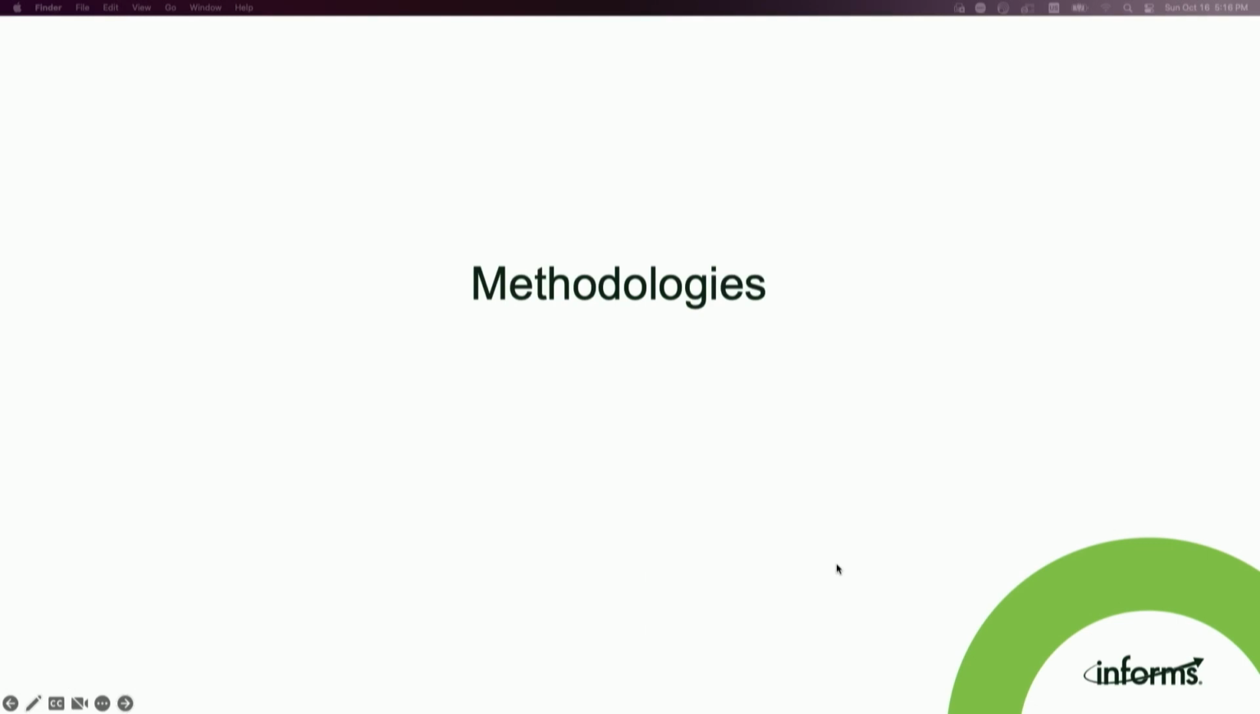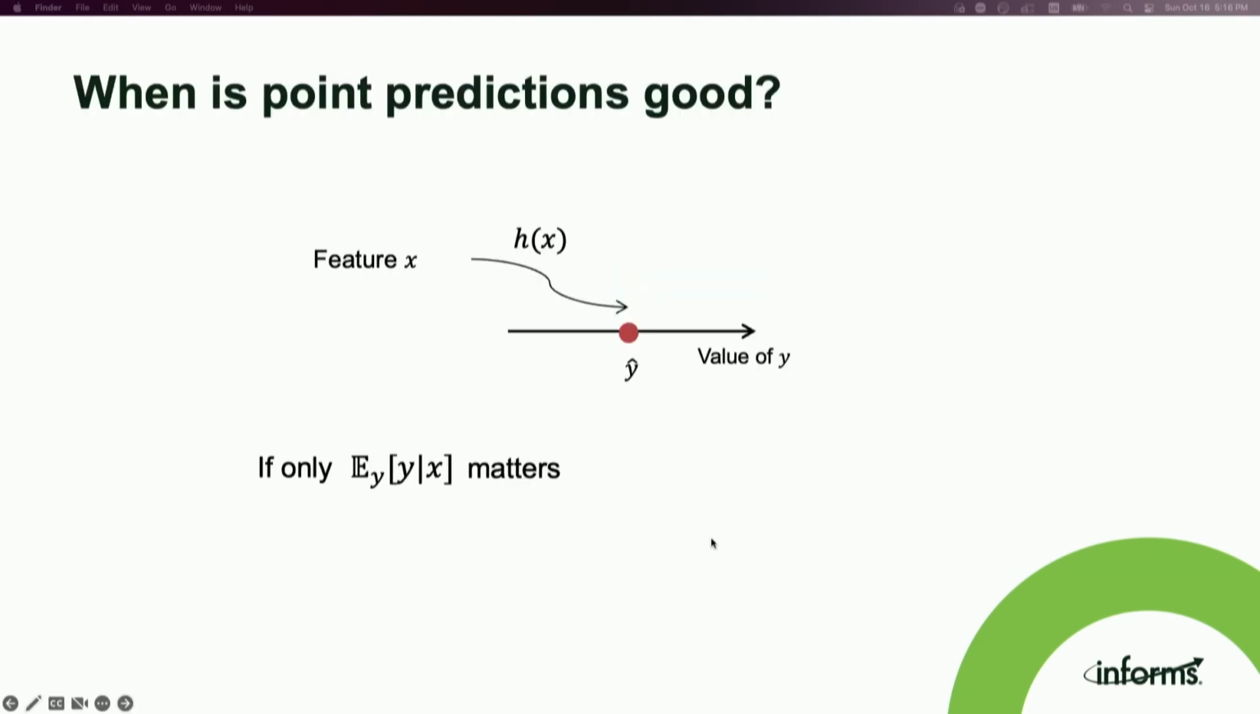Okay, now let's come back to our topic of integrating prediction and optimization, and let's see what are the possible methodologies that effectively conduct this idea in different problem settings. First, let's consider the point prediction. When is a point prediction good enough? Recall that point prediction tries to identify the mapping from the feature X to a point estimator of Y. If there is only a statistic of Y that matters, say, if only the conditional expectation of Y matters, then point prediction is good enough in such cases.